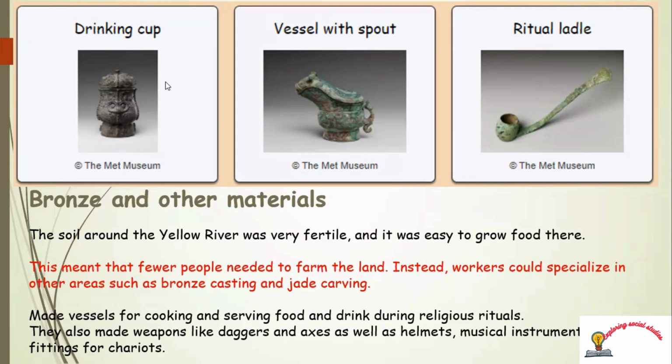They made vessels for cooking and serving food and drink during religious rituals. They also made weapons like daggers and axes, as well as helmets, musical instruments, and fittings for chariots.